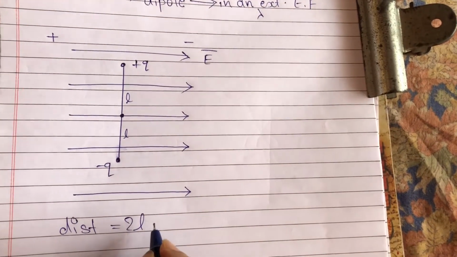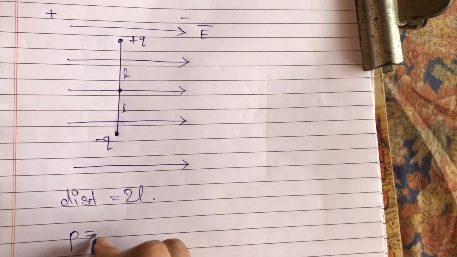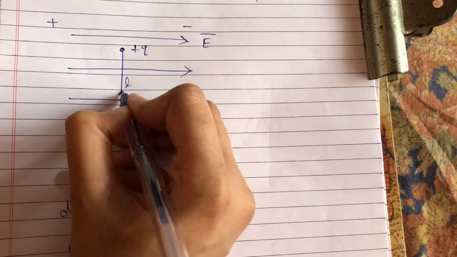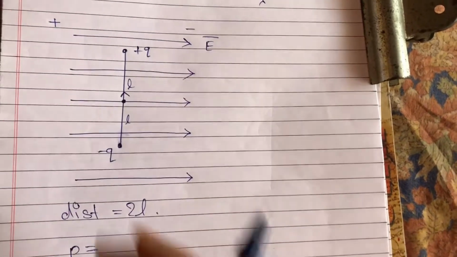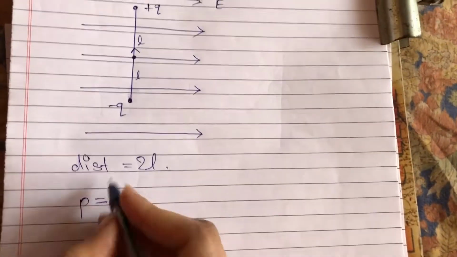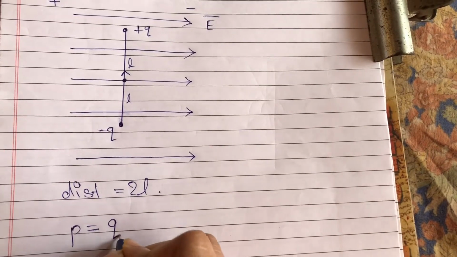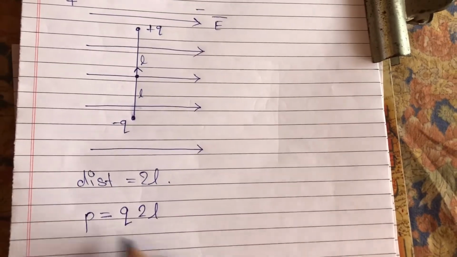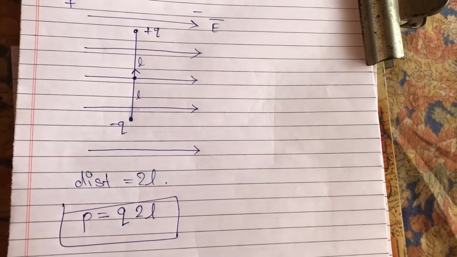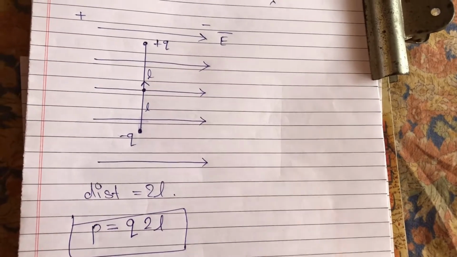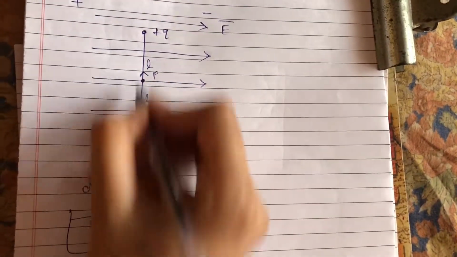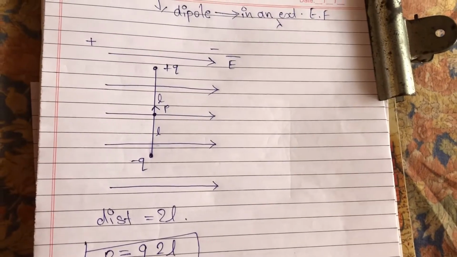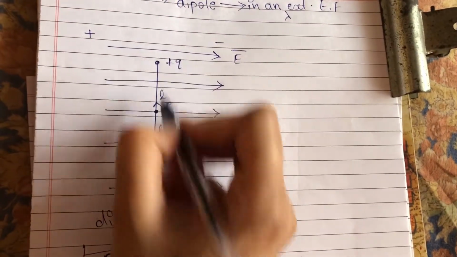What will be the direction of the electric dipole moment? The direction is from the negative to the positive charge, and the formula is charge into distance. This is the electric dipole moment, and the direction of P is from negative to positive. Now force is applied on both the charges.